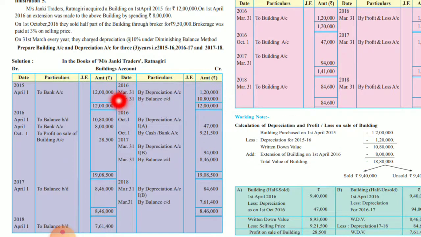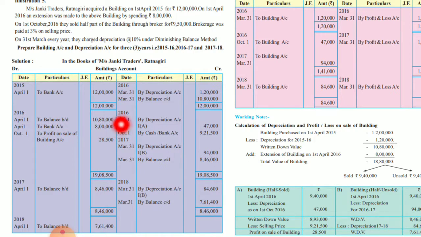10,80,000 is the balance, because your debit side is higher than the credit side. Debit side में कितना है? 12 lakh है, credit side में सिर्फ 1,20,000 है. So the difference will come on the credit side. So March 31st by balance carried down 10,80,000. So total on both the side is 12 lakh. Again the balance which is carried down will be brought down for the next year. So 2016 April 1 to balance brought down 10,80,000.